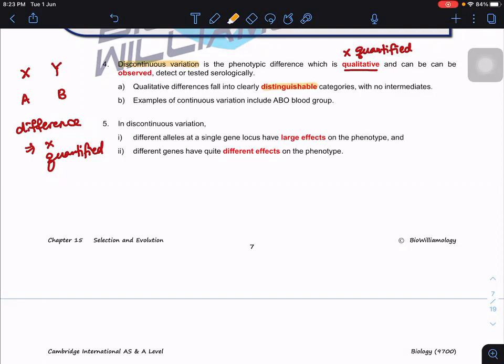For example, the ABO blood group. So what is the main effect here? That is what we have to know here. Highlight this one.